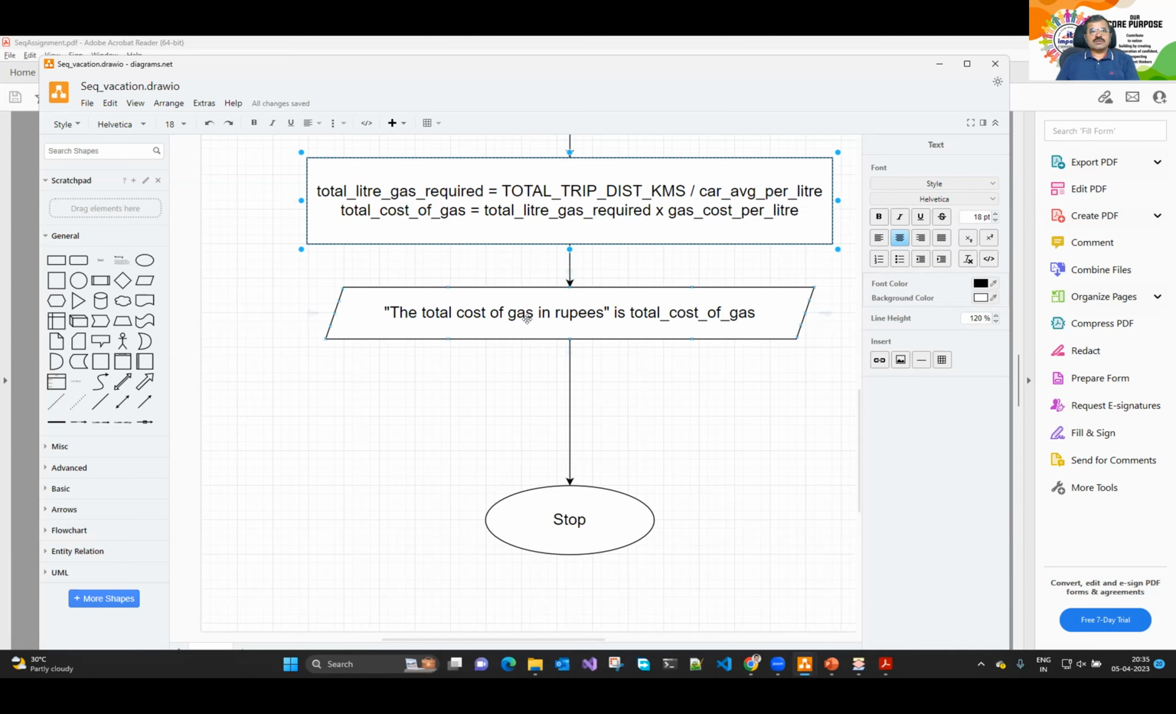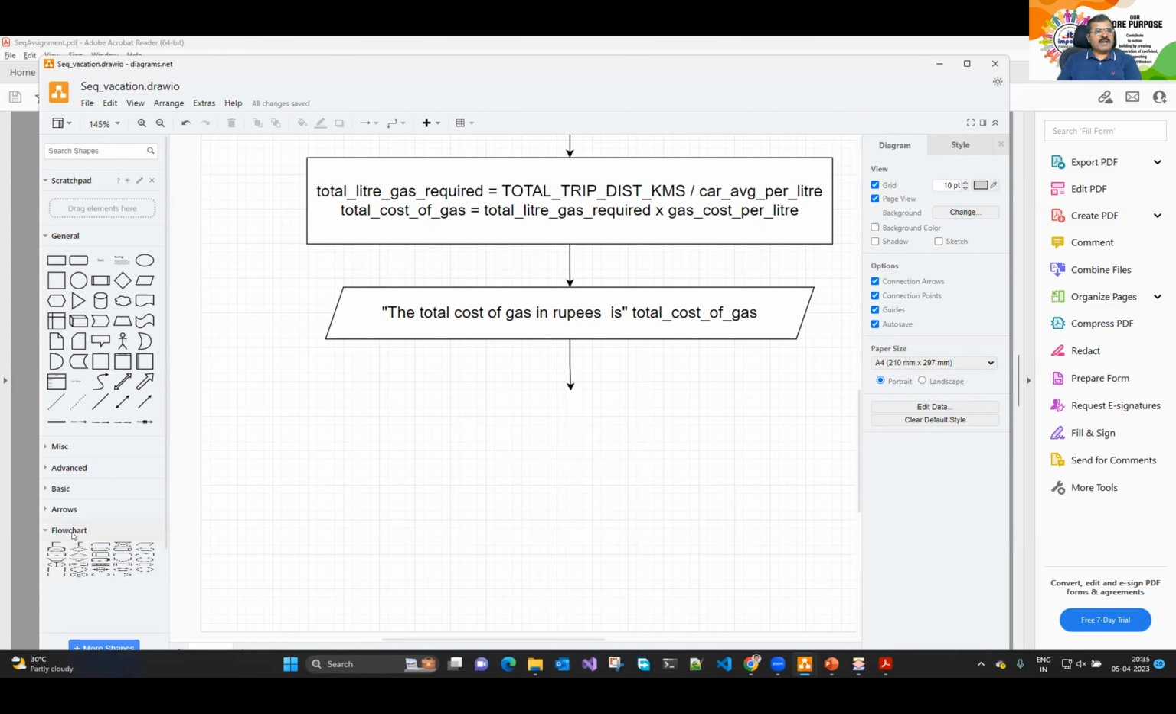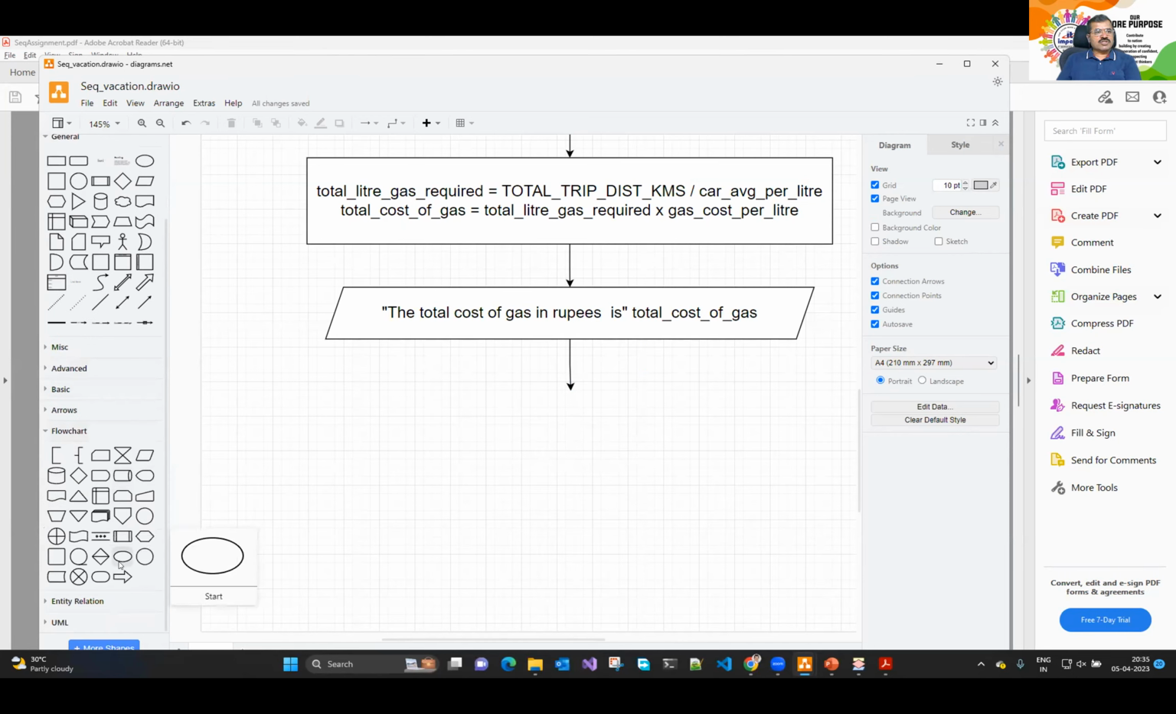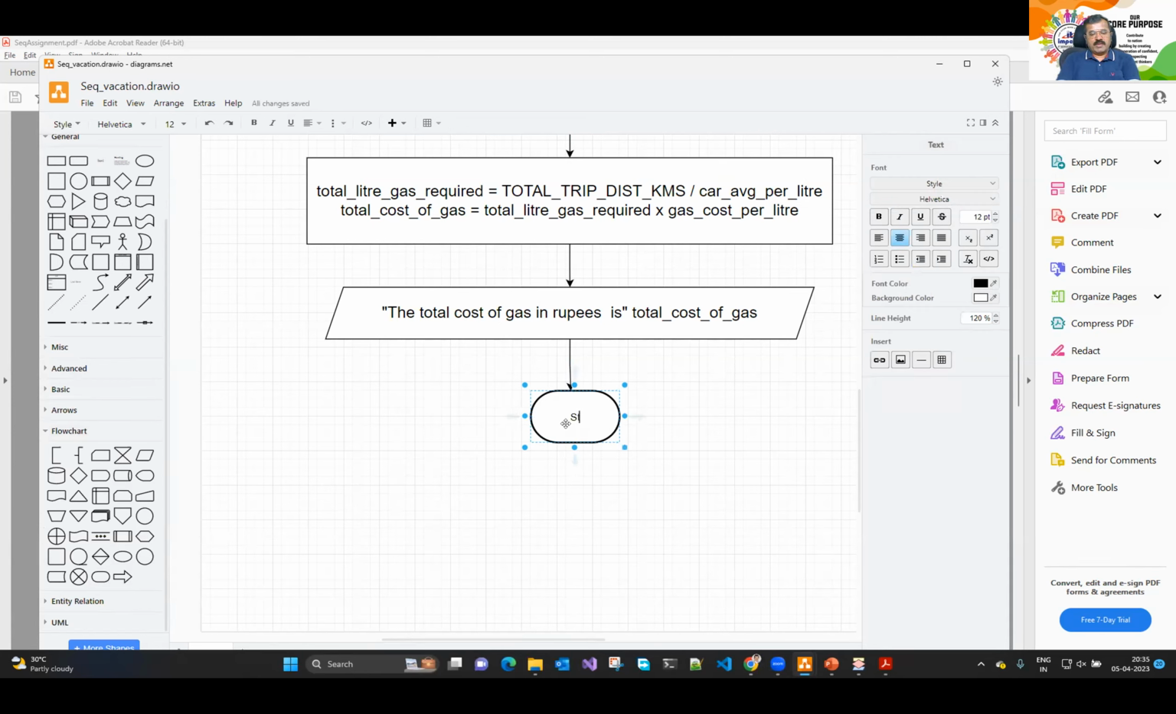Then the total cost of the gas in rupees is in double quotes. Your sentence should end here, and then you could go ahead and say stop. Although this symbol is okay, we had a more appropriate symbol to say stop, and the more appropriate symbol to terminate is this. Although the first one is also acceptable to me, I don't mind. Say stop, and we'll just increase the font size slightly.